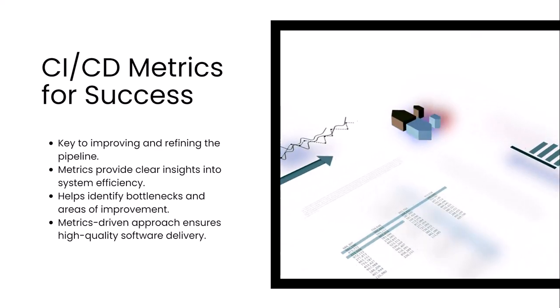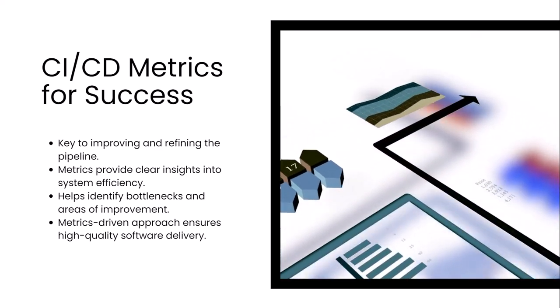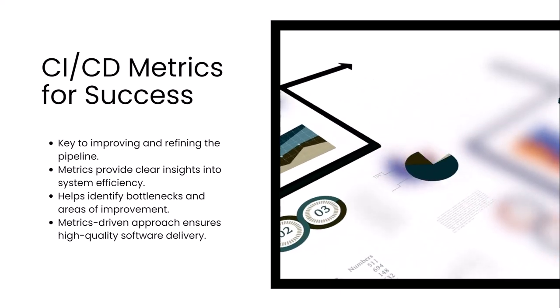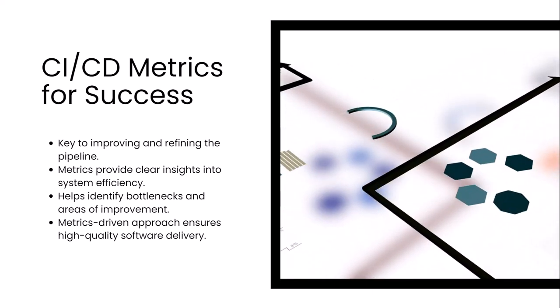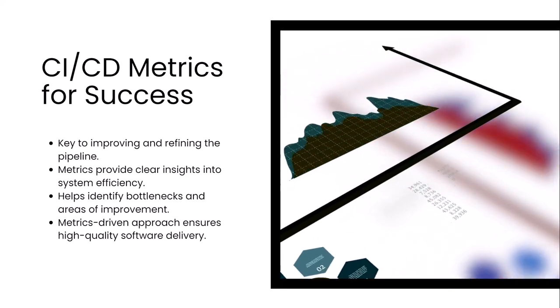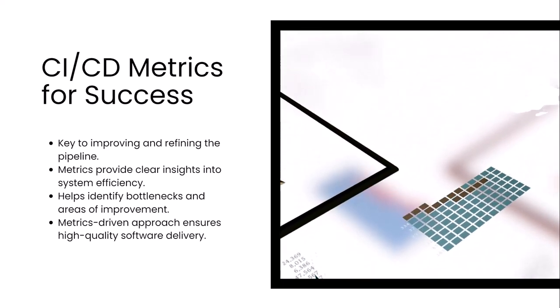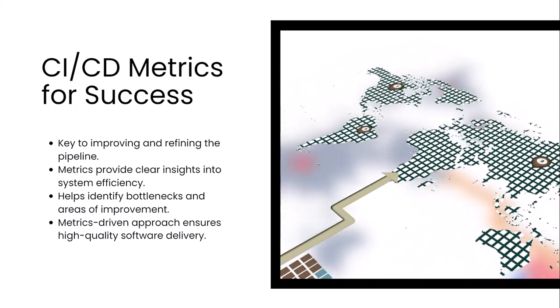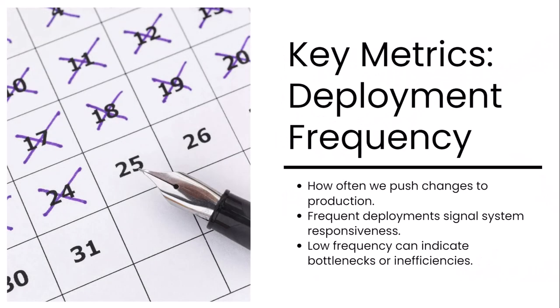But how do we know if our CI/CD process is working as well as it should? That's where metrics come into play. In order to continuously improve and ensure that the system is functioning efficiently, we track key performance indicators throughout the CI/CD pipeline. These metrics give us a clear view of how well our processes are working and where improvements can be made. The first important metric is deployment frequency, how often we're pushing changes to production. Frequent deployments are a sign that the system is responsive to new needs or bug fixes. If deployment frequency is low, it could mean there's a bottleneck somewhere in the process that needs to be addressed.